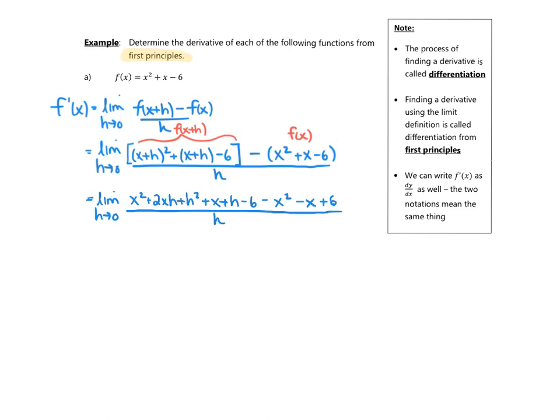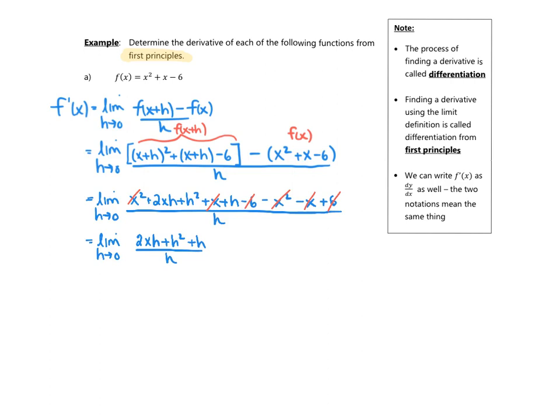Okay, this is what I got on the top. Double check your work, make sure you got the same thing. Now note a couple key things. X squared minus x squared cancels out. We have an x minus an x that cancels out. And we have a negative 6 plus a 6 that cancels out. So let's see what we have left over. You agree? Again, if we still substitute in h as 0, we would definitely get 0 over 0.